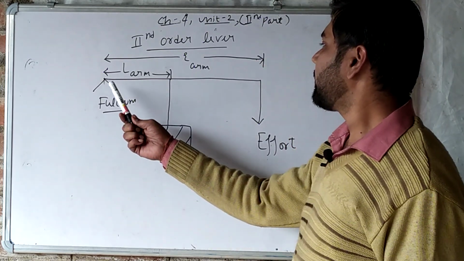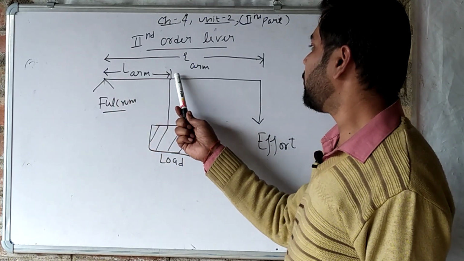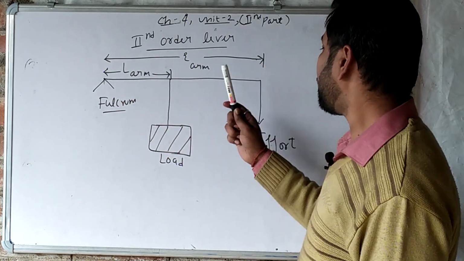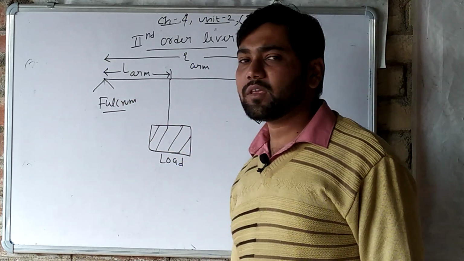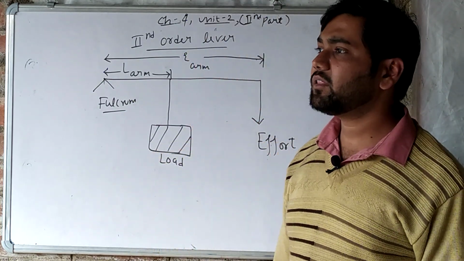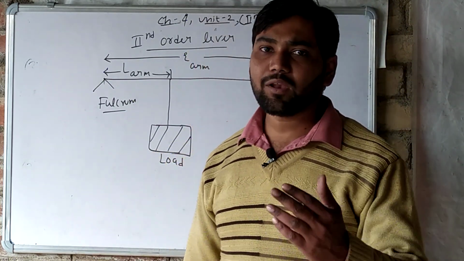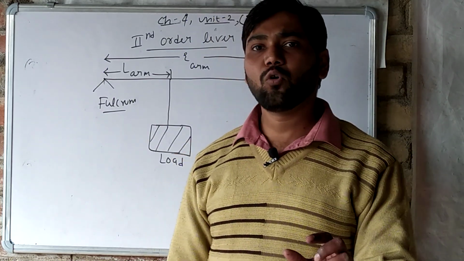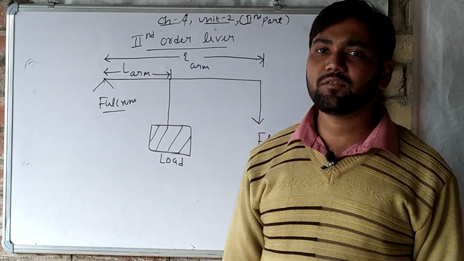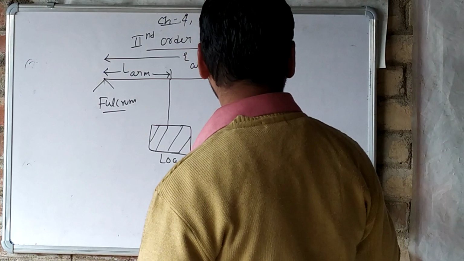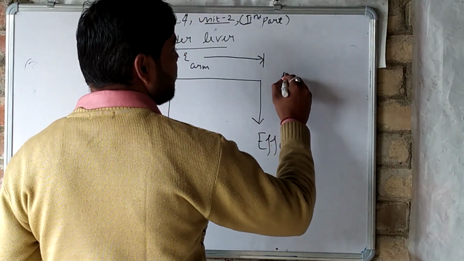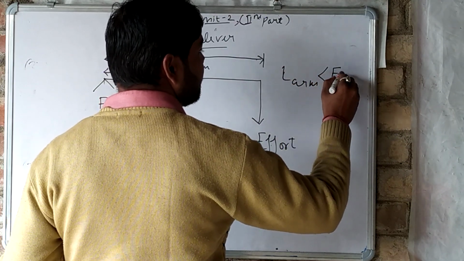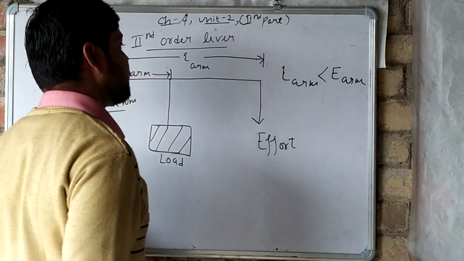That is why the load arm, from fulcrum to load, is smaller in comparison to the effort arm, from fulcrum to effort, okay. So in the second order lever, load comes between fulcrum and effort, because of which the load arm is smaller in comparison to the effort arm, okay. So the load arm is smaller than the effort arm in this case.